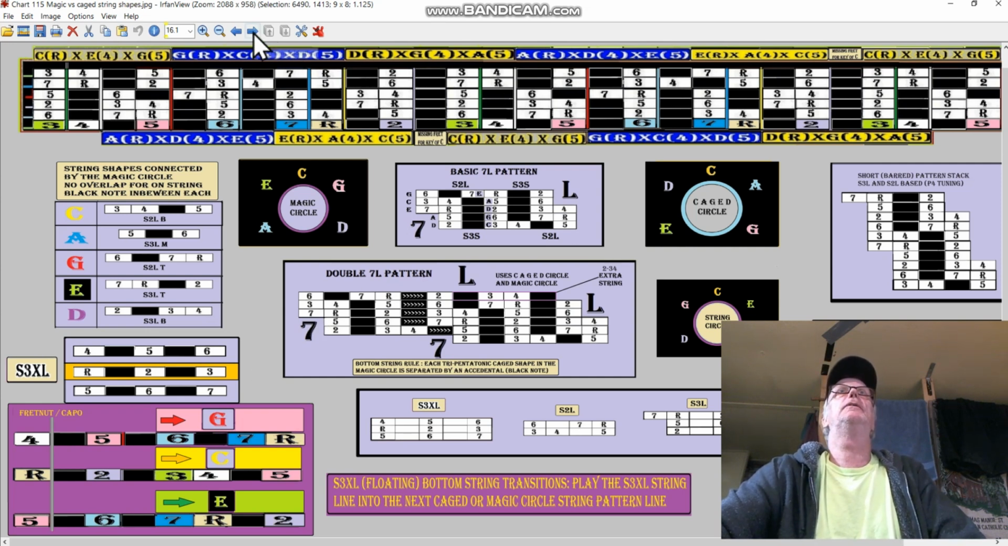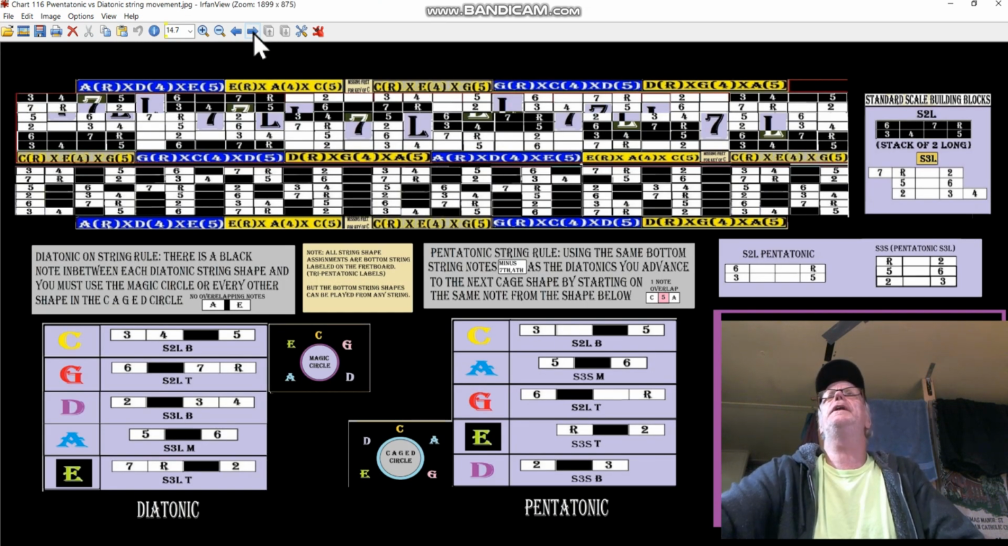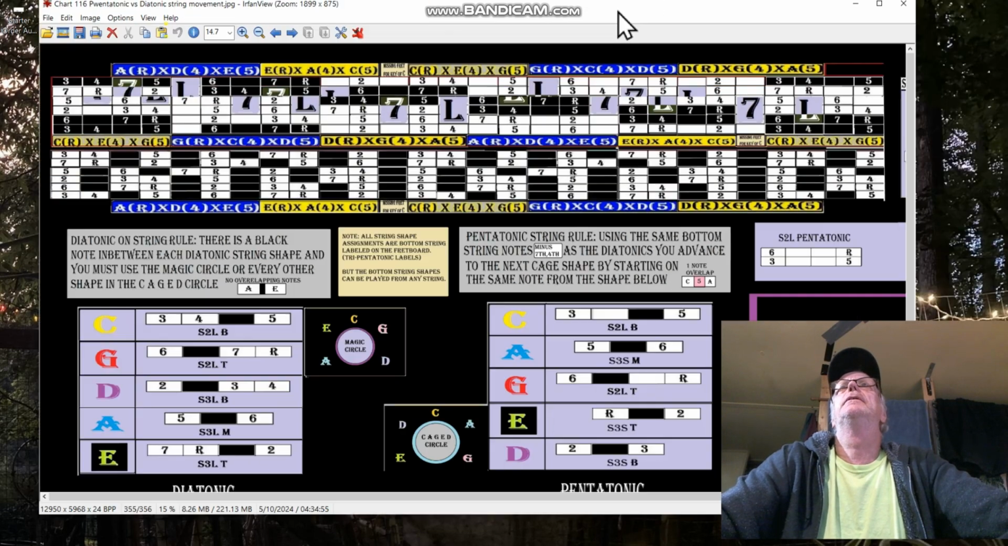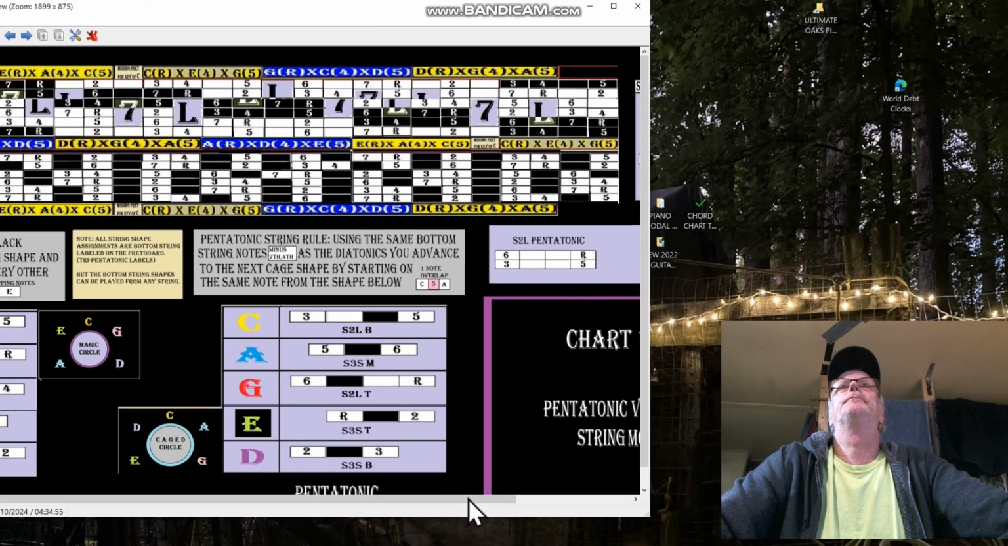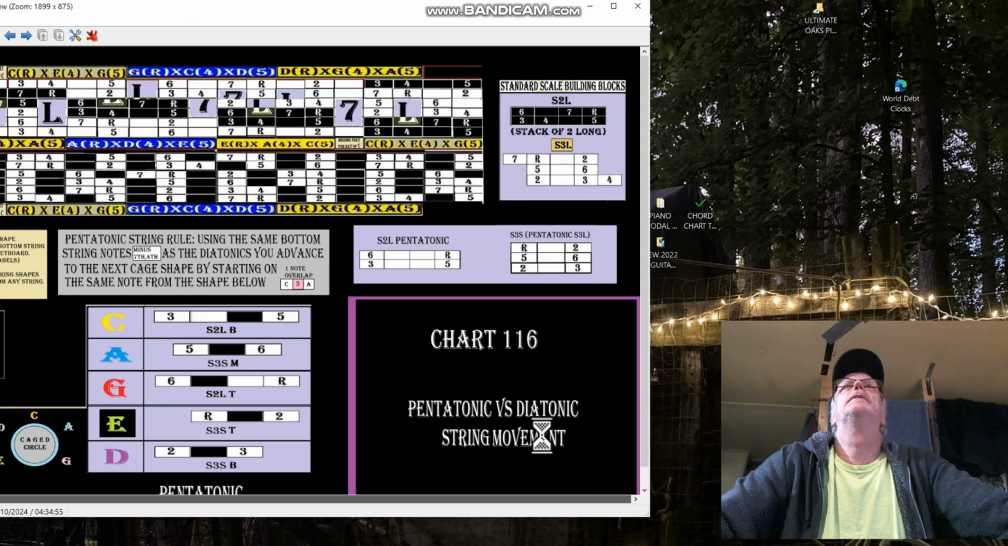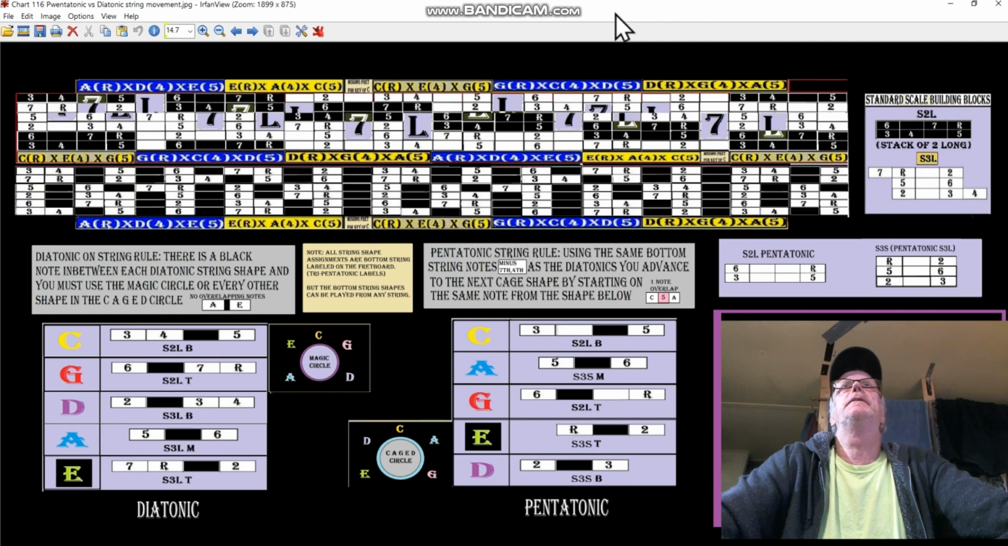So let's go forward now with the next chart, pentatonic versus diatonic string movement. All right, this is a difficult subject, but I'm sure it's not so bad. So here's the diatonic and here's the pentatonic scale fragments. They're supposed to be easier. The same thing applies.